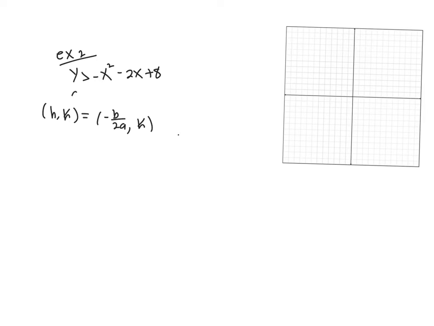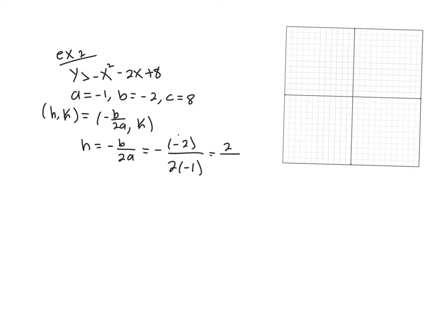So my A value here is negative 1, my B value is negative 2, and my C value is 8. So finding my H, it's negative B over 2A. So I've got negative on the outside. Then I've got a negative 2 as my B value. 2 times A is 2 times negative 1. So a negative times a negative 2 gives me a positive 2. 2 times negative 1 gives me negative 2. And this reduces down to negative 1.